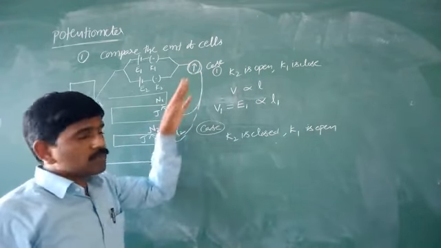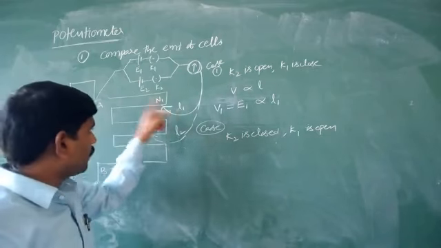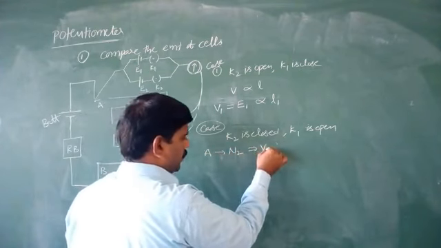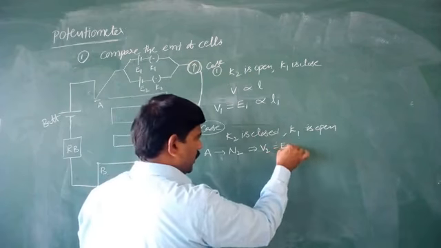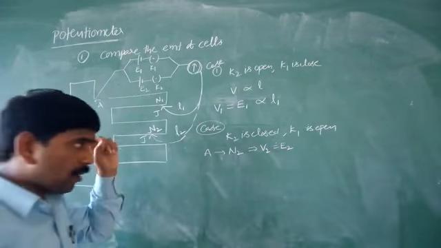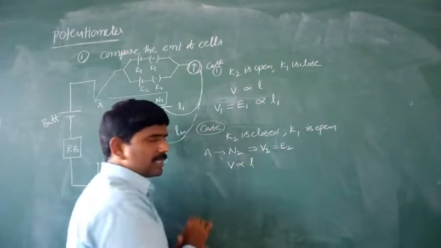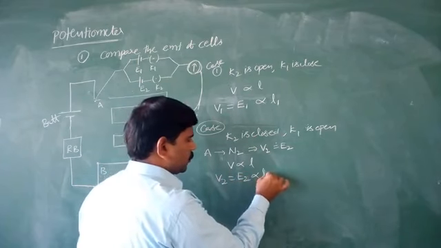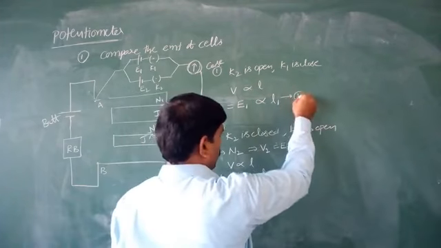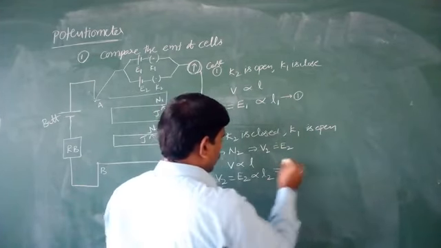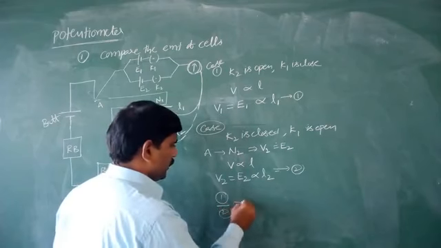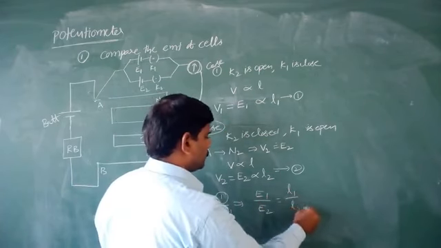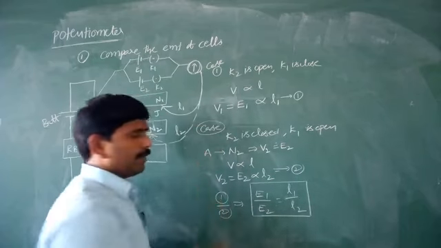When the galvanometer shows zero deflection, the potential drop across A to N2, which we are taking as V2, must be equal to the EMF of the second cell. According to the principle of the potentiometer, V2, that is E2, is directly proportional to L2. This is equation 1 and this is equation 2. Equation 1 by equation 2 implies E1 by E2 is equal to L1 by L2.